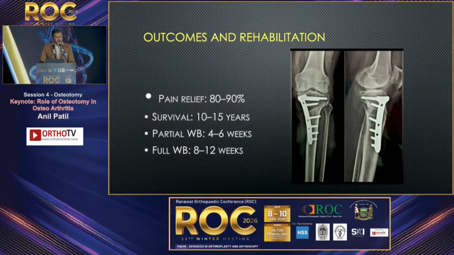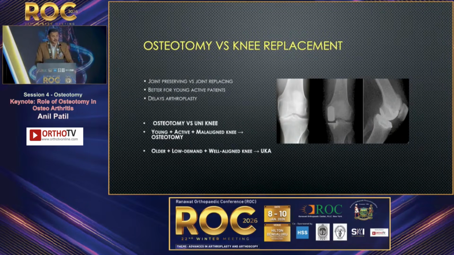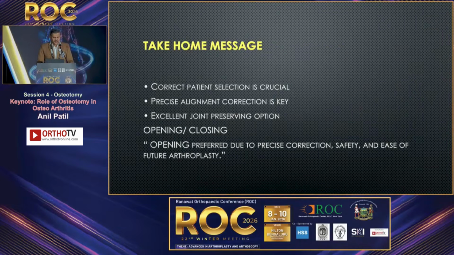So results are great. We have around 80 to 90% pain reduction in a review of 10 to 15 years. You start with partial weight bearing at 4 to 6 weeks, full weight bearing at 8 to 12 weeks. Osteotomy versus partial knee replacement. Well, I would like to just read the last sentence: young and active, malaligned knee, you would like to do an osteotomy, whereas an older, low demand, and a well-aligned knee, you would like to do a UKR. So the take-home message is, correct patient selection is most important, precise alignment is the key to success, excellent joint preservation option because we have opening and closing wedge, and we know that opening is preferred over the close.